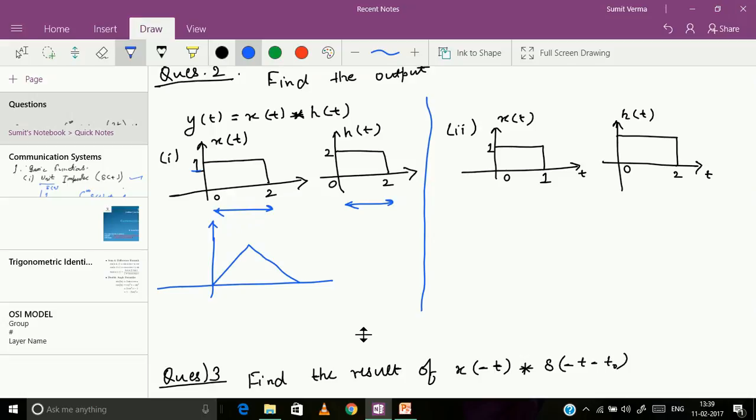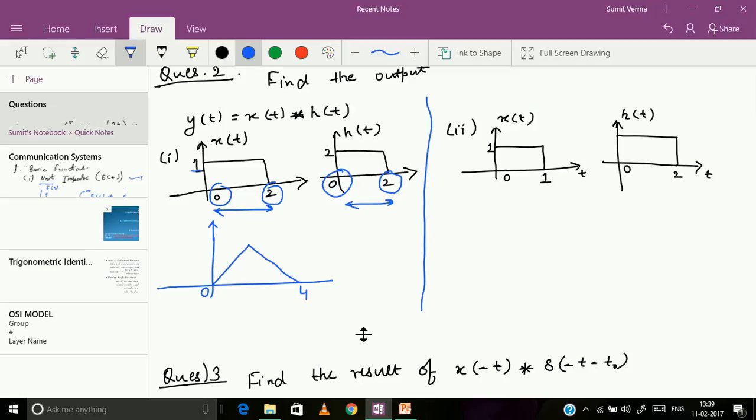We can do that directly. If you look at these rectangular pulses, the sum of the lower limits would be the lower limit of the output triangular pulse, and the sum of the upper limits would be the upper limit of the triangular pulse. So the lower limit becomes 0 plus 0, and 2 plus 2, that is 4, becomes the upper limit.